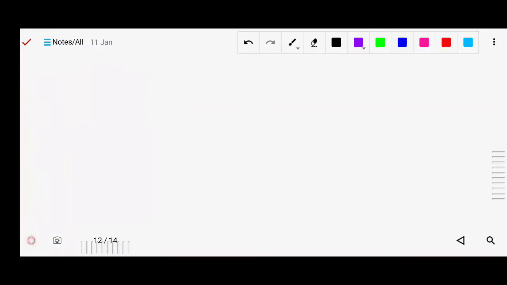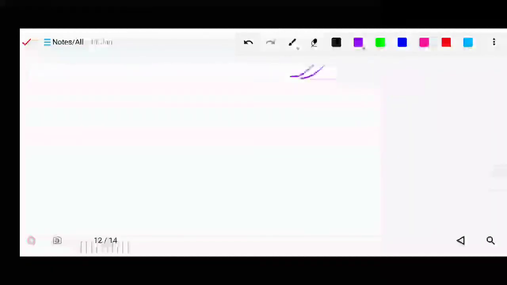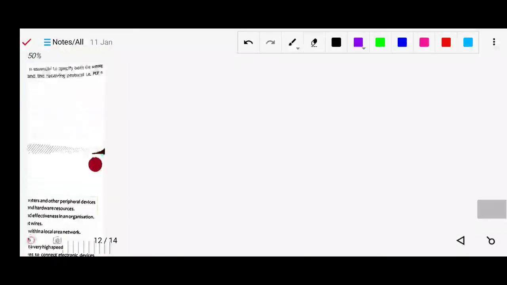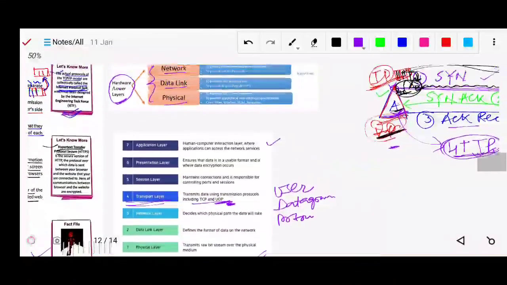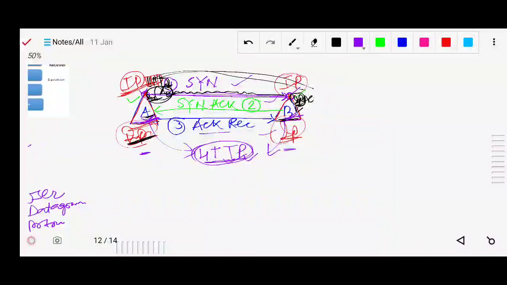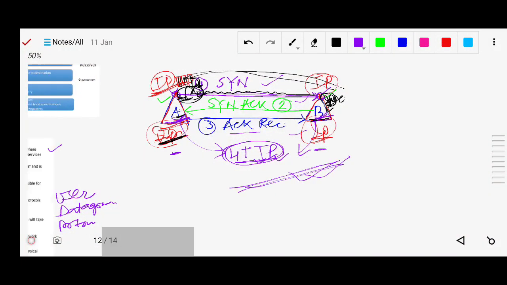Here you can see, for any connection, for any communication, first of all the connection must be established, TCP. Then after this, the other protocols will work.